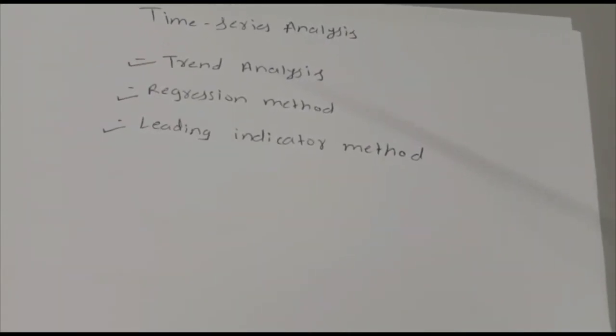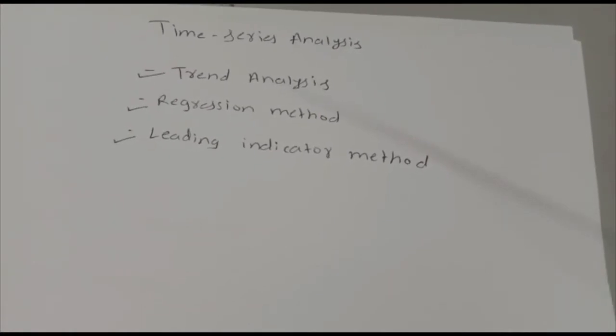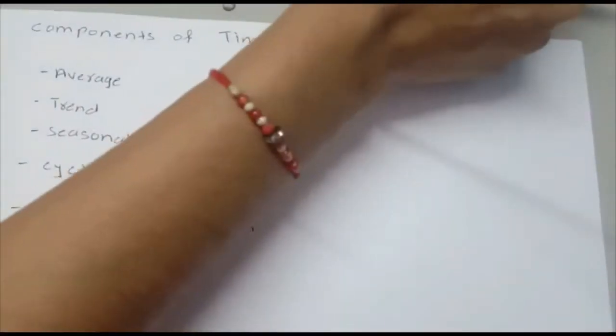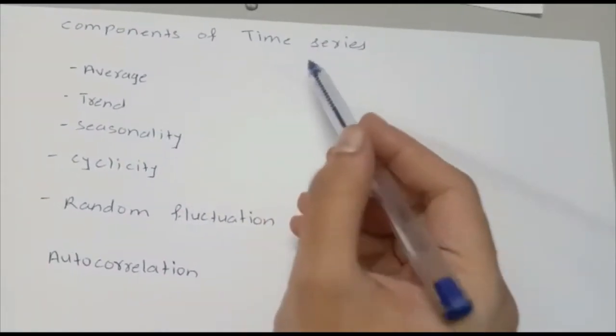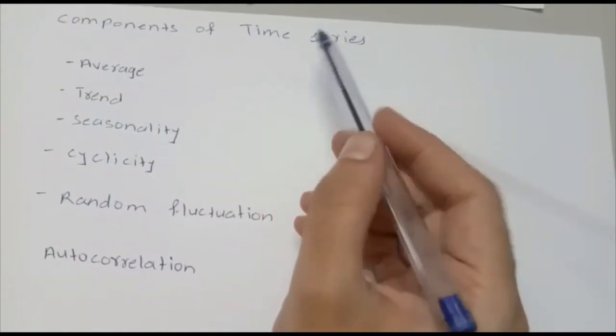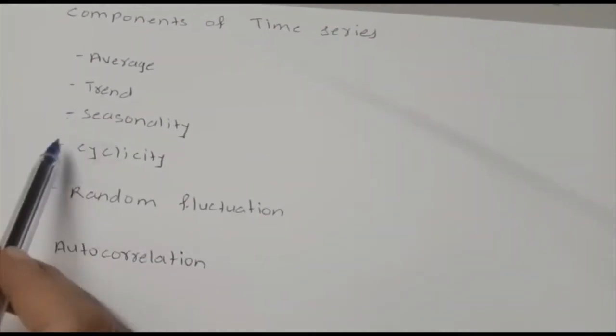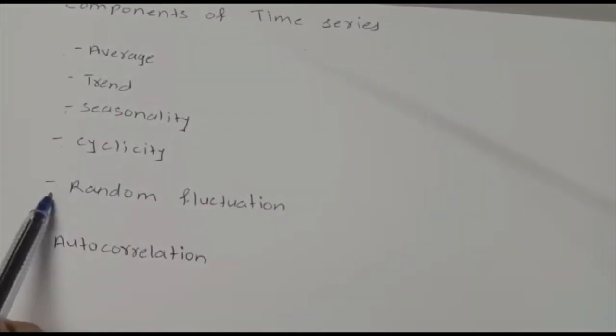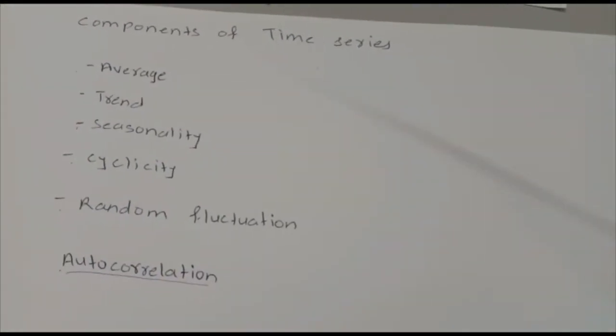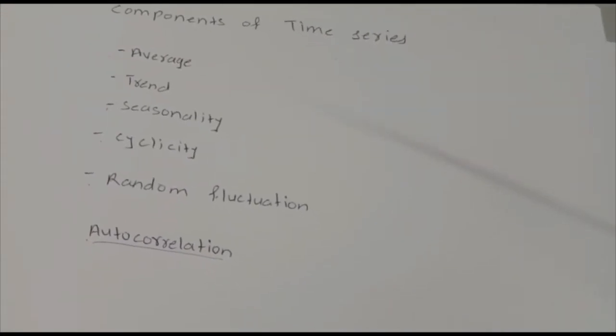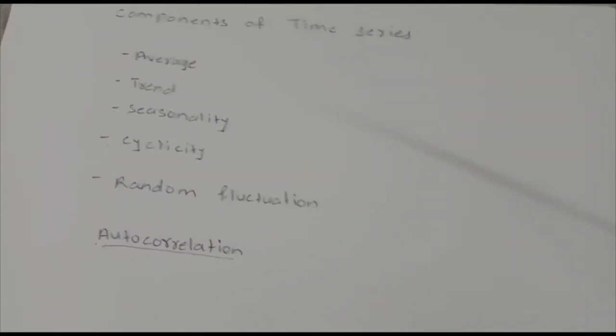But before starting this, there are a few components of time series analysis. So let's talk about it. There are a few components of time series analysis. First is average, second is trend, third is seasonality, fourth is cyclicity, fifth is random fluctuation, and then we will talk about one concept known as autocorrelation. So keep in mind that autocorrelation is not a component of time series analysis, it is a different concept. Now we will talk about all these components one by one.